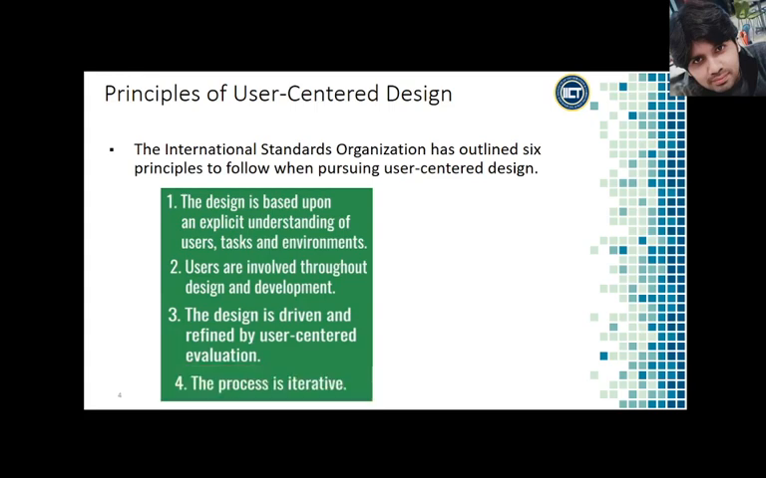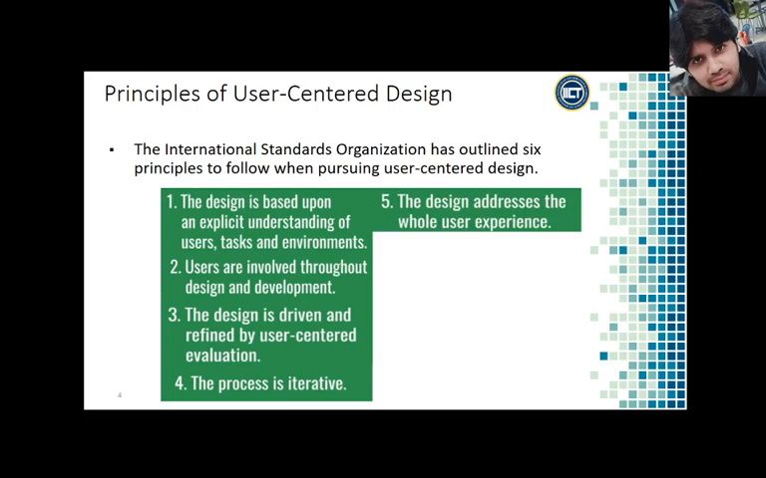Number 4. The process is iterative. No tool is developed once, released, and then abandoned. Designs undergo constant iteration and improvement even after being released. Number 5. The design addresses the whole user experience. Many designers are tempted to delineate a certain portion of the experience as their primary interest, but we must address the entire user experience.